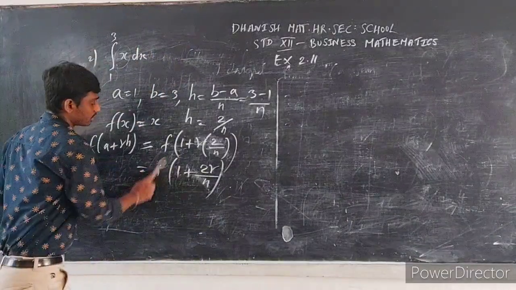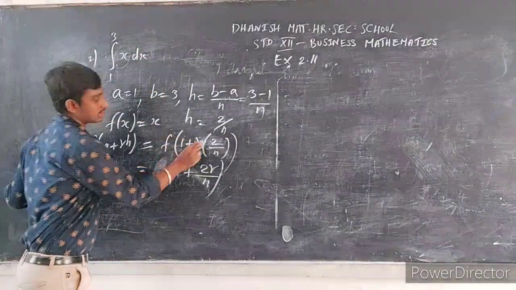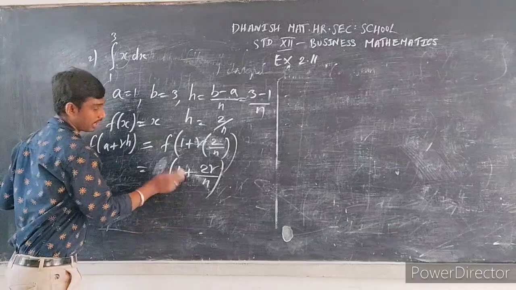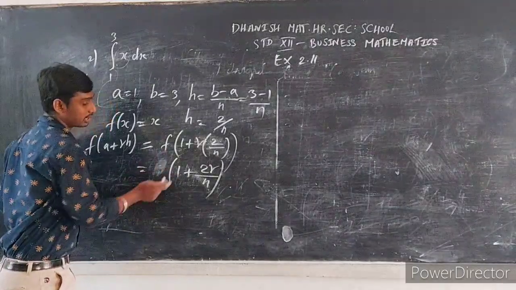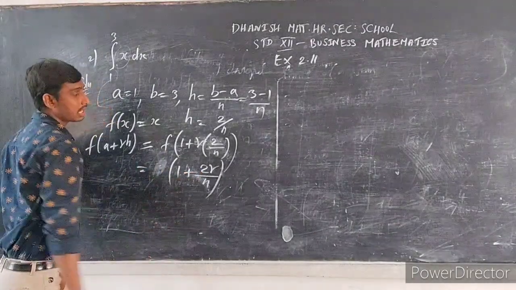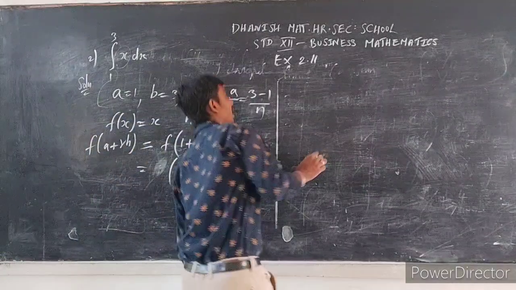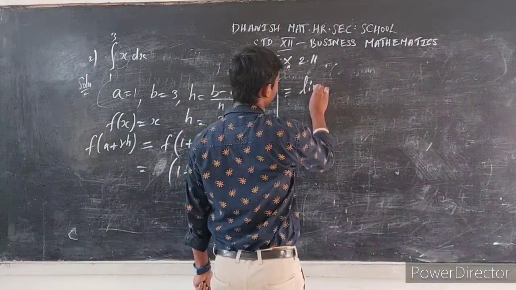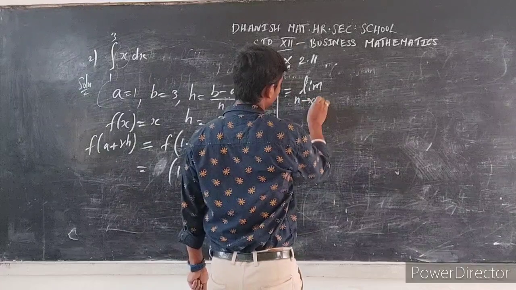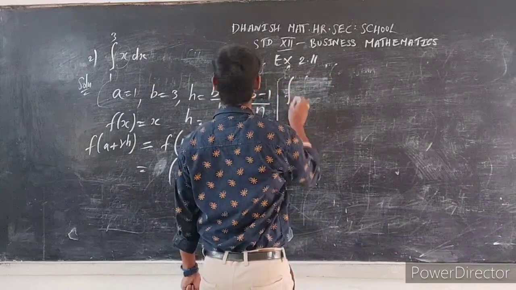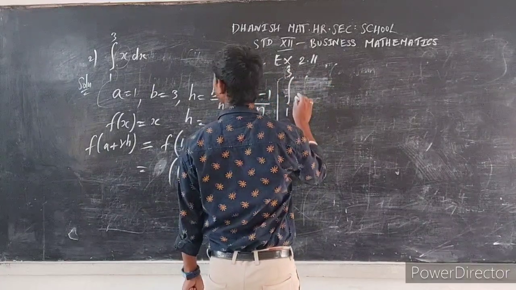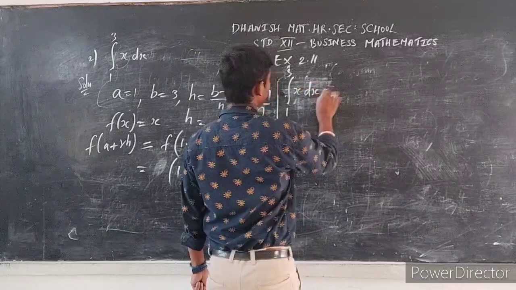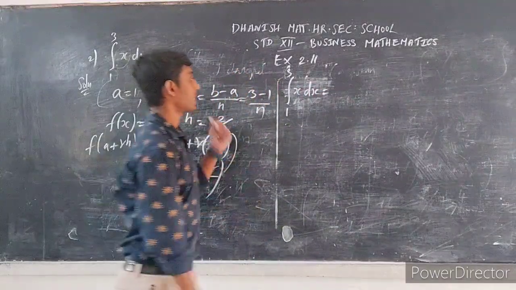So listen here, what is the value of f? That will be 1 plus r into 2 by n. Then you have to write, no need to write the f value here, that is 1 plus 2r divided by n. Now we are going to apply it to the formula. What is the formula? Limit n tends to infinity. So first, what is the question given here? 1 to 3 x dx. What is the formula here?